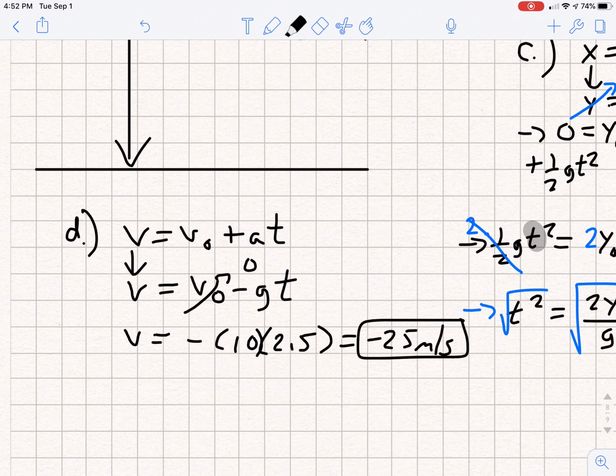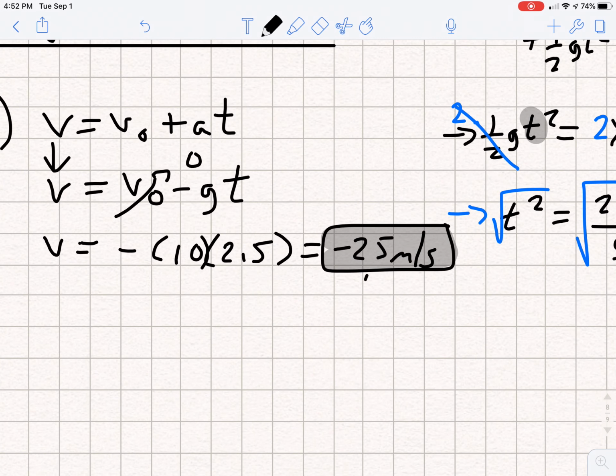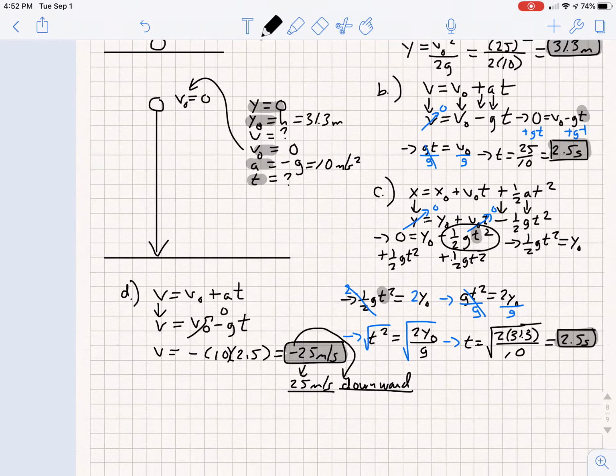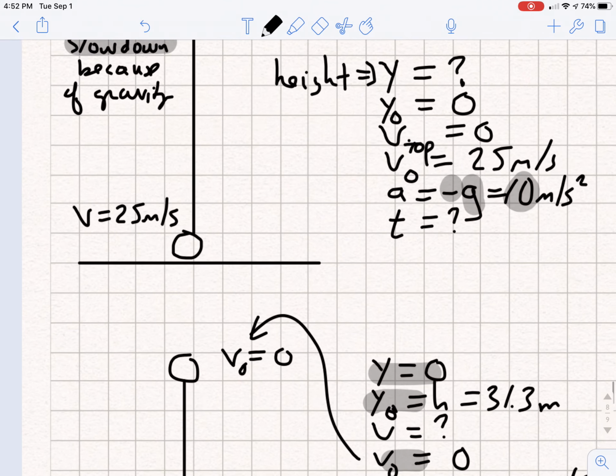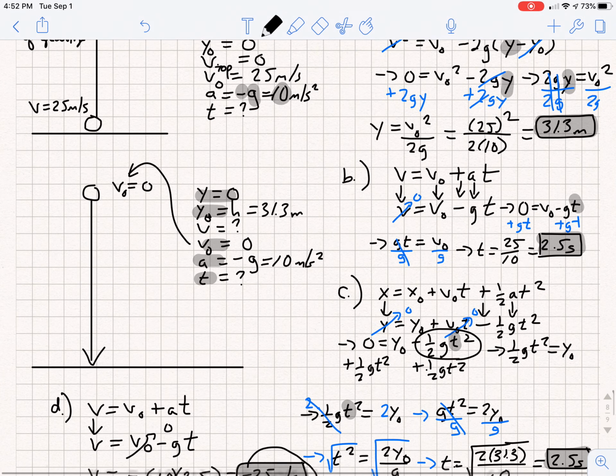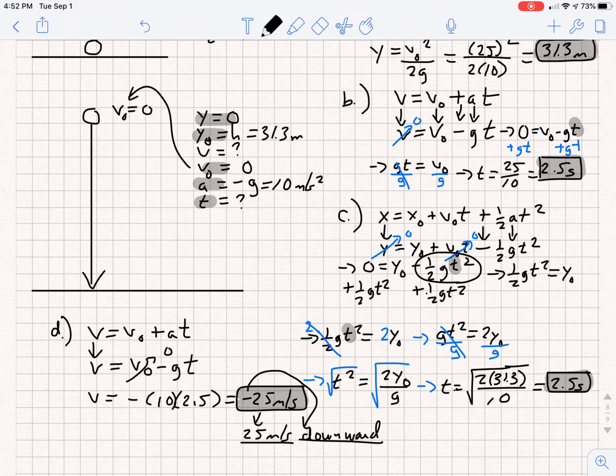Now, this is also an interesting solution. The magnitude is telling you the speed is 25 meters per second. The negative, on the other hand, is telling you the direction, downward. It has a downward velocity of 25 meters per second right before it hits. Well, if you remember, it was launched with that very same velocity. So we have a couple points of symmetry. Velocity at every vertical level along the way is going to be the same up and down.